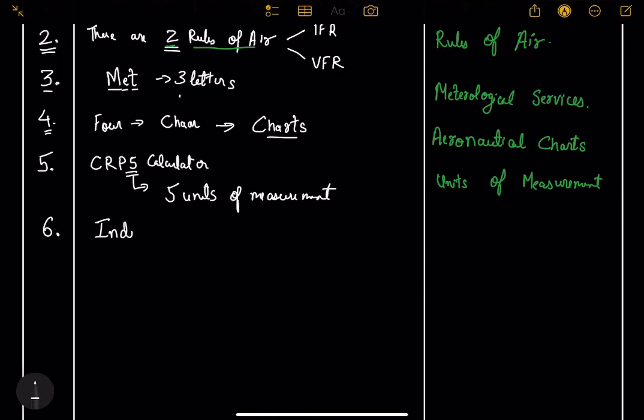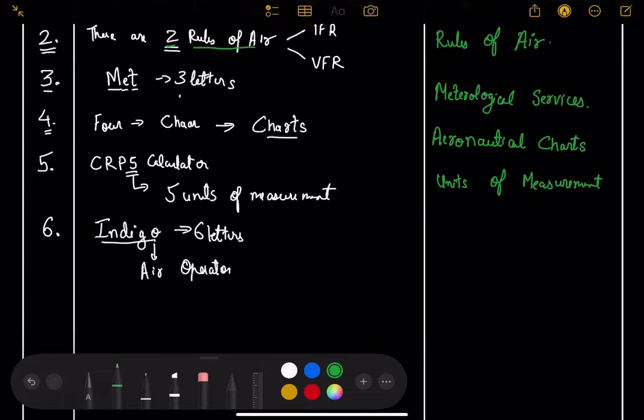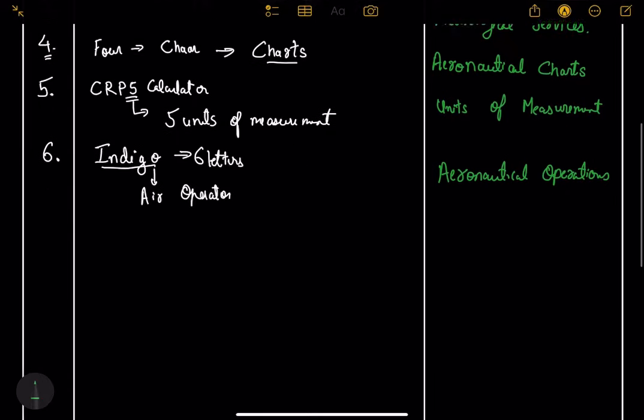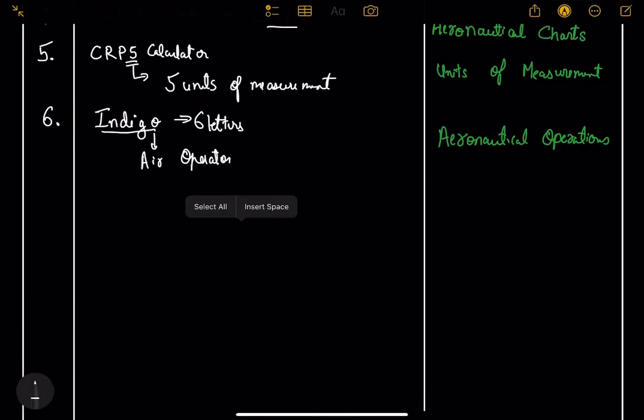Moving on to annexure 6. We have an air operator known as Indigo. It's a quite famous airline, so you all would have heard about it. Indigo has 6 letters. Indigo is an airline known as an air operator. So what kind of operations does Indigo take? Aeronautical operations. So annexure 6 refers to aeronautical operations.